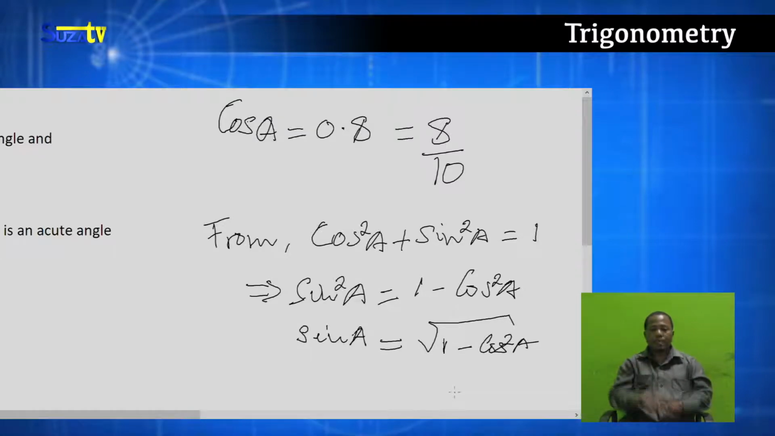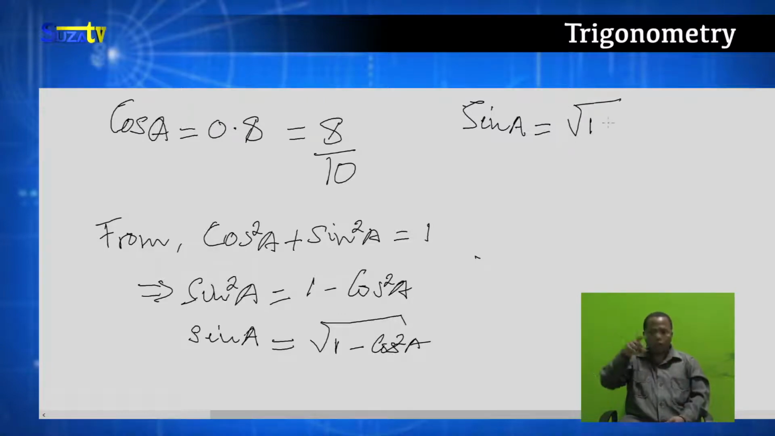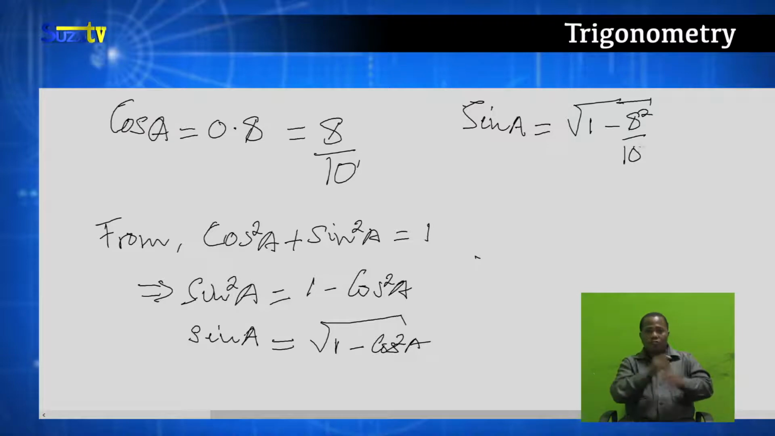Now remember, we have our cos A here, which is 8 out of 10. Now we have to square it so we can put it in the square root. So sine of angle A is going to be equal to the square root of 1 minus, remember this is cos squared A, but the value obtained here is only cos A, so you have to square it. So it will be 8 squared over 10 squared, the whole thing under the root.